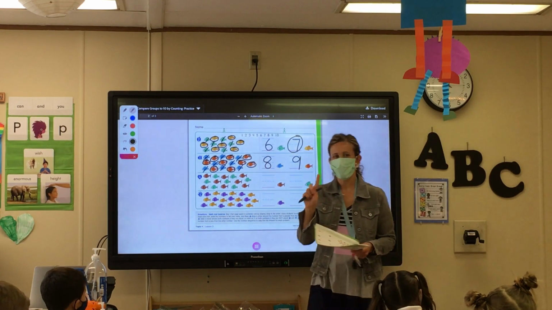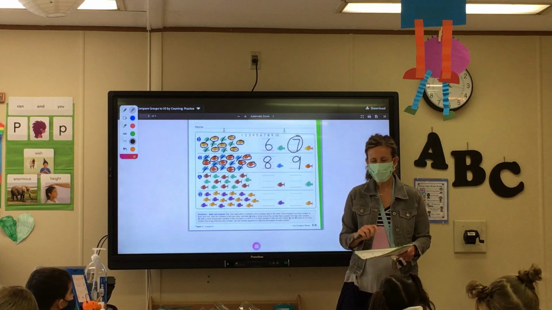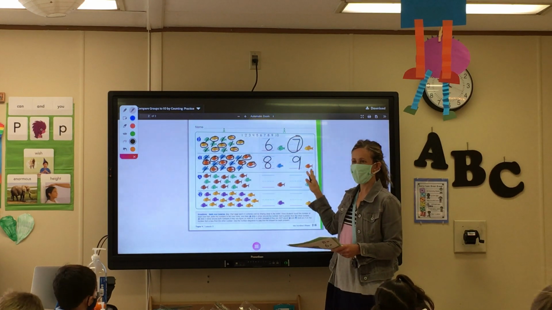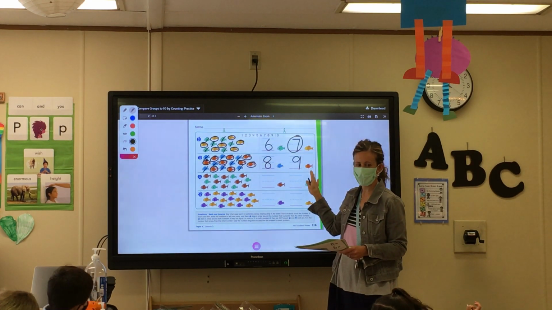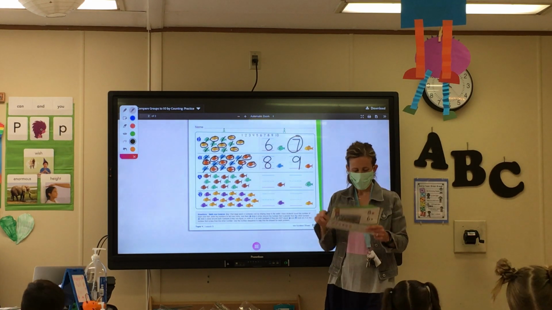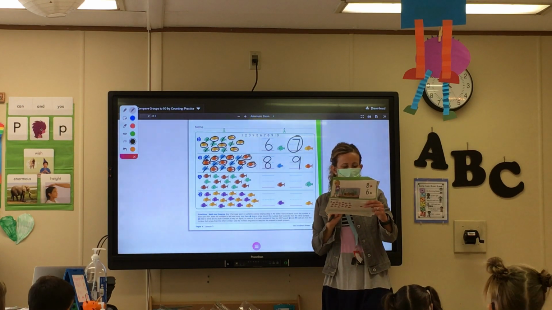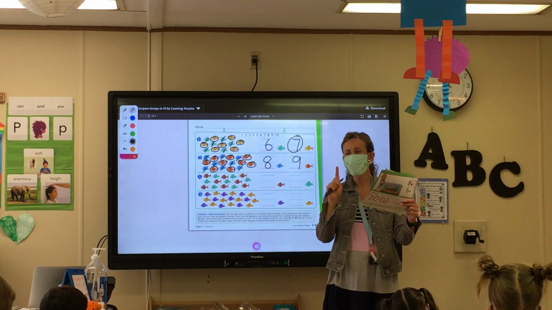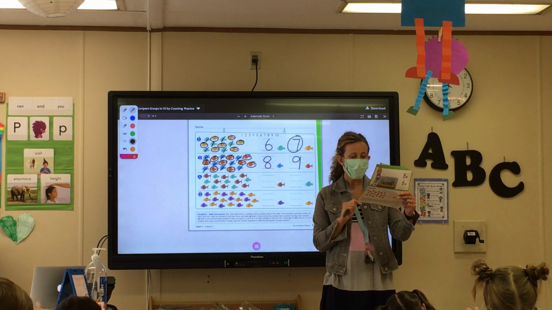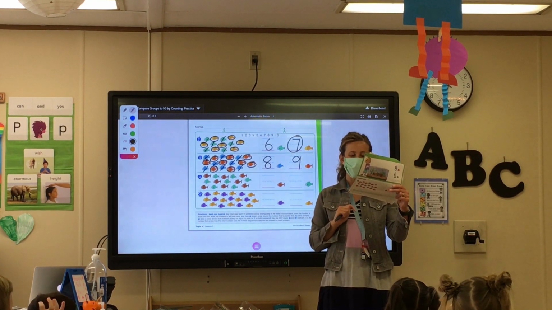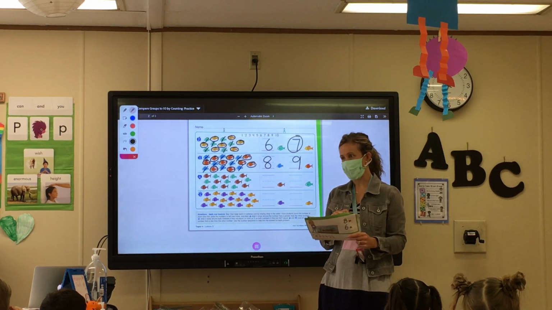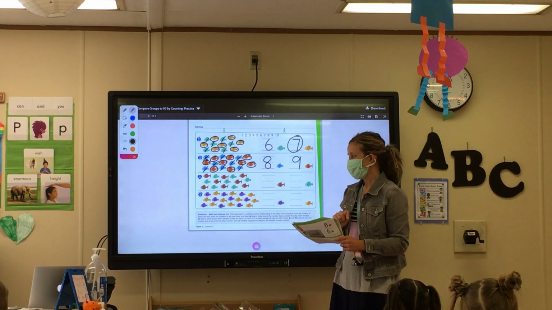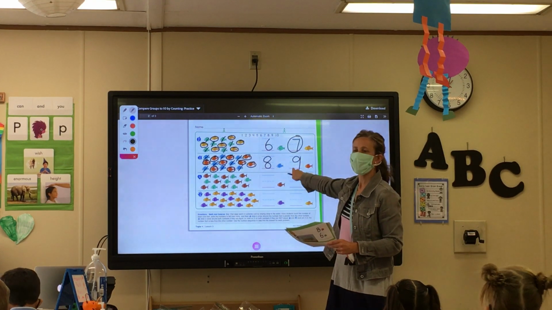Okay, now listen to the directions for this one. You ready? So we have 8 blue, 9 orangey red fish. Make sure you write those numbers in right now. All right, here's what it says. Draw a circle around both numbers if they're equal. Or mark an X on both numbers if they are not equal. So, are these numbers equal?